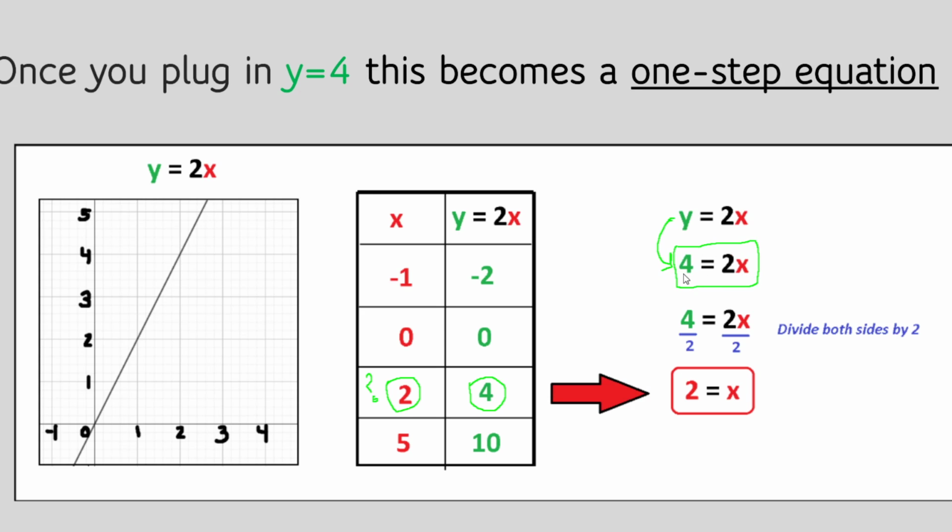We already practiced how to solve these. Since we're multiplying times x over here, times 2, we take the opposite of multiplication, division, and we divide both sides by 2. 2 divided by 2 is 1, so these go away, leaves us with just x. And then on the left side, we have 4 divided by 2, which is just 2. So that means that when y is 4, x is equal to 2. And that's why I filled it in there.